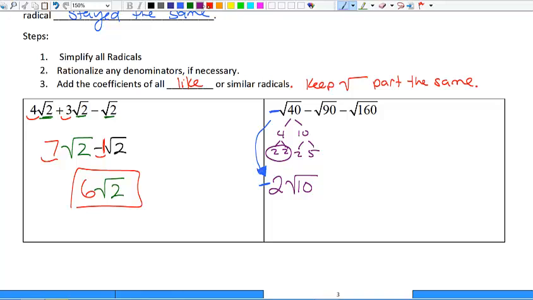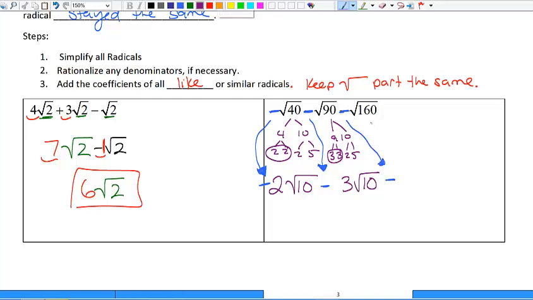On the next problem, we have 90. So 90 can break down into 9 times 10, 3, 3, 2, and 5. The 3 comes out. The 2 and the 5 stay home, so they multiply to 10. But again, we have a minus sign here, so don't forget to bring that minus sign down. And then on the last one, I'm just going to go ahead and bring that minus sign down right now.